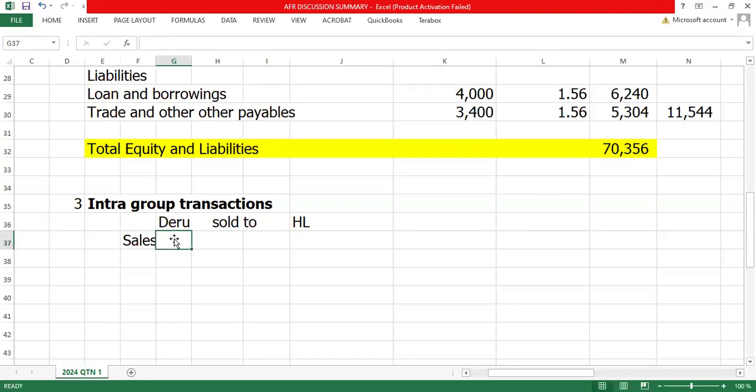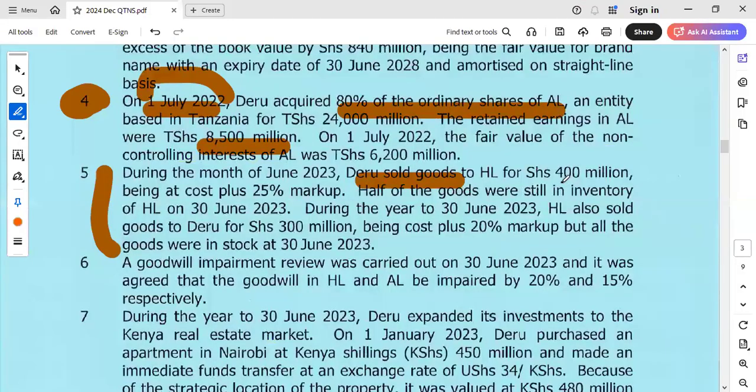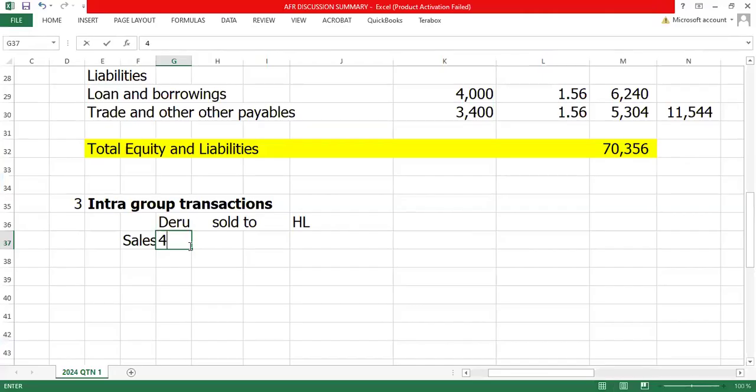You sold at how much as Dero? You sold at 400 million, at cost plus 25% markup. Okay? A cost plus 25% markup. So you sold at 400 million.